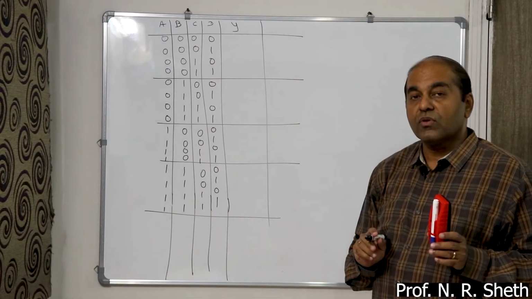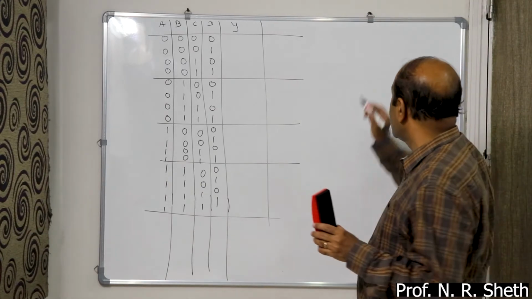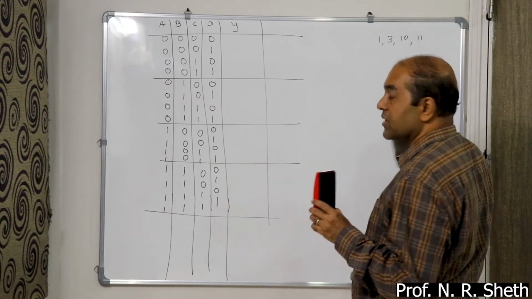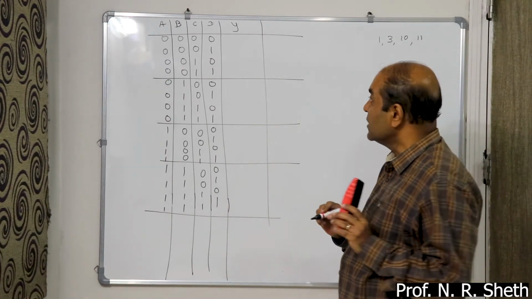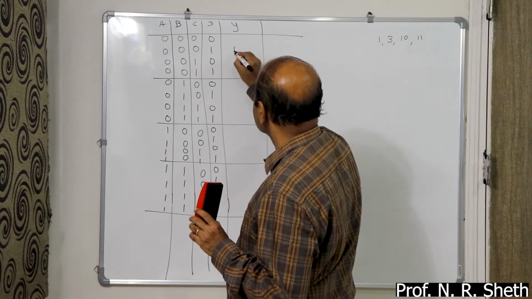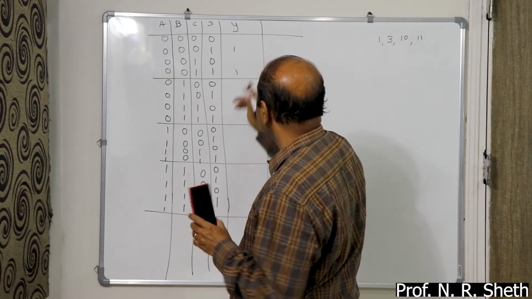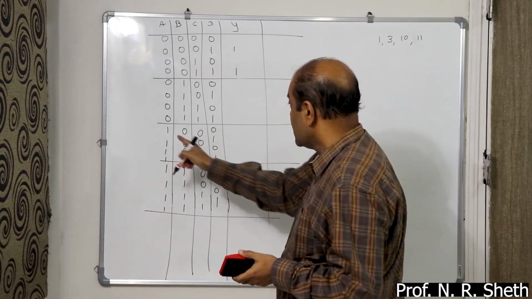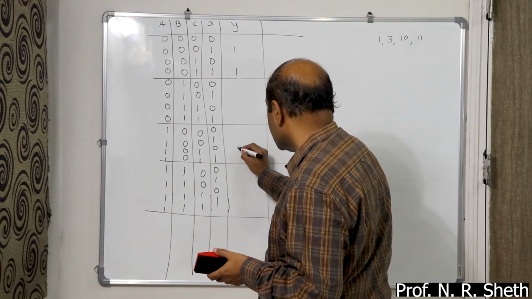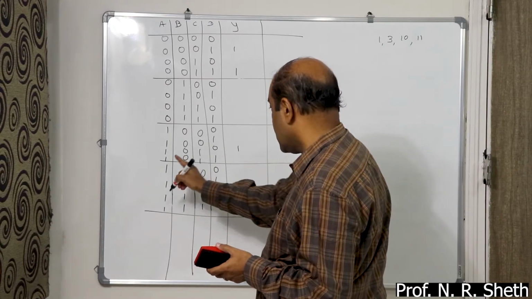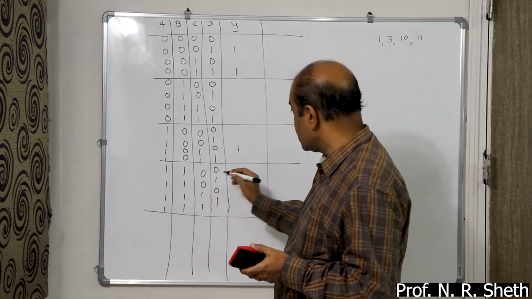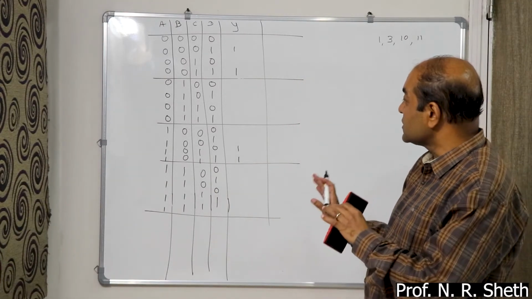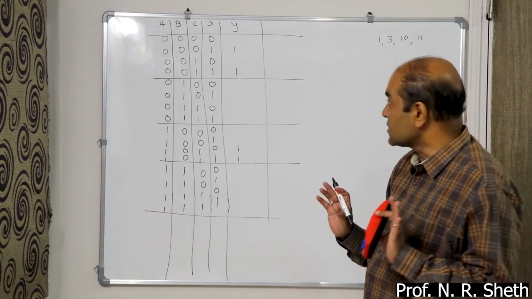Output is high for case number 1, 3, 10 and 11. So where is 1? 1 is here. 3, 3 is here. 10, 8 plus 2. So it is here. And 11, 8 plus 2, 10 plus 1, that is 11. So I am interested only in these 4 fundamental products.